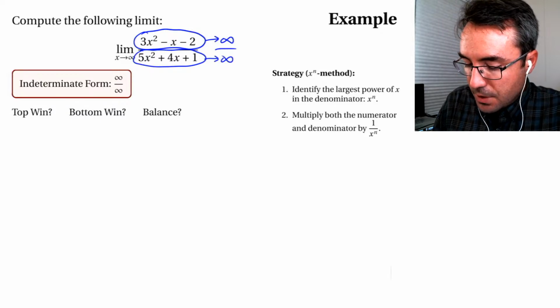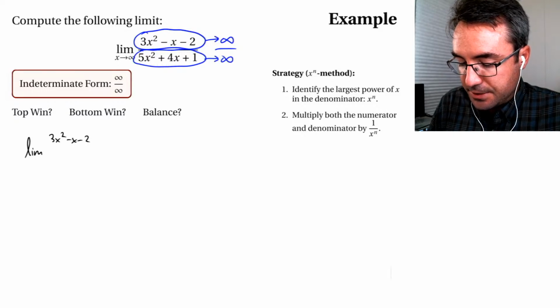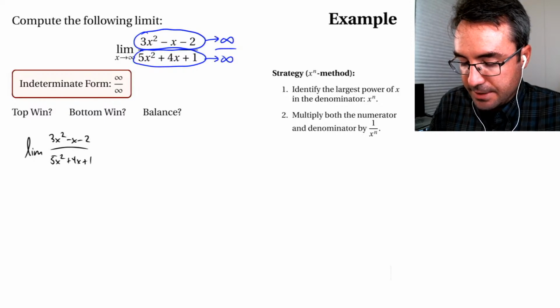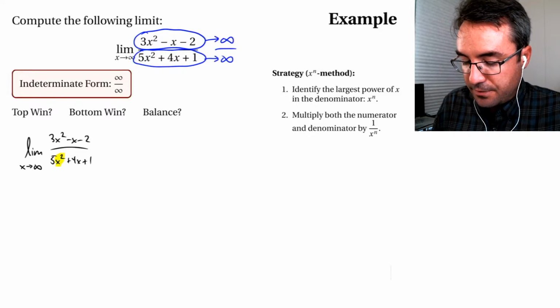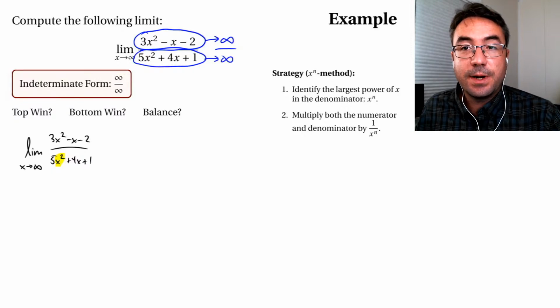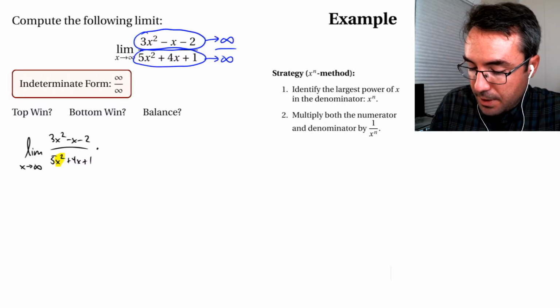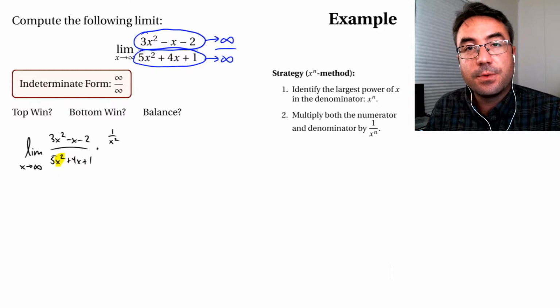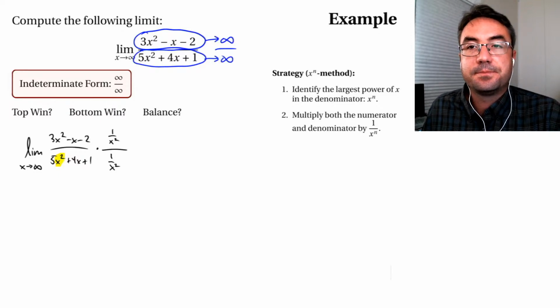We're going to start with our limit, 3x squared minus x minus 2 over 5x squared plus 4x plus 1 as x goes to infinity. We're going to identify the largest power of x in the denominator. The largest power of x is x squared. So we're going to multiply the numerator by 1 over x squared, and then we'll multiply the denominator by 1 over x squared.